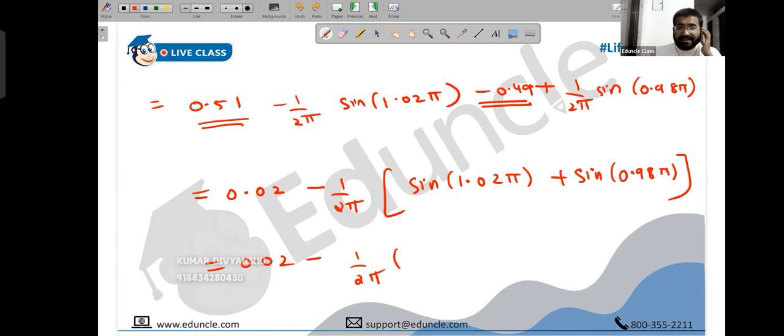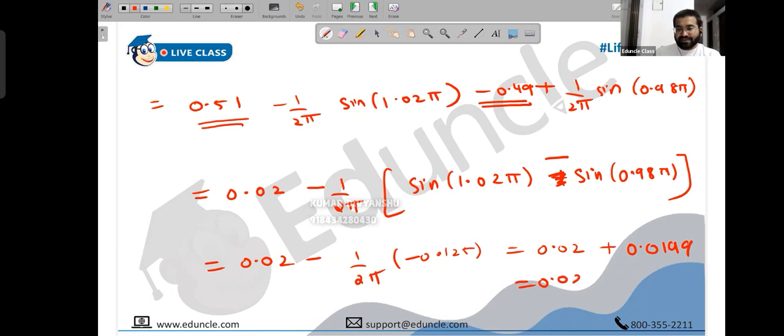Actually, by the way, a common mistake. There is a minus sign. I have taken common here. So make it minus. Sine of 0.985. Okay, so we got a result minus 0.125. So divide it with this. So we have 0.02, minus minus plus, so divided by 2 divided by 5. We have got 0.0199, which is also giving approximately 0.02.